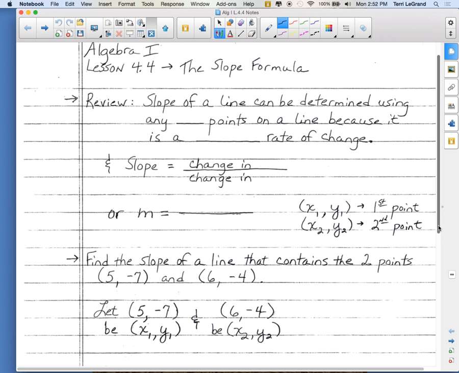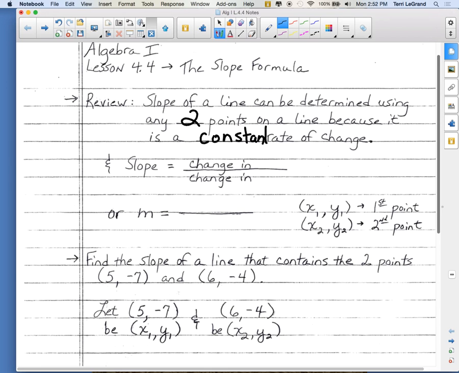What if we don't have a graph? So the slope of a line can be determined using any 2 points on a line. It doesn't matter which 2 you choose. So if you have a whole bunch to choose from that belong to the same line, you get to pick whatever 2 you want. Because the slope of a line can be determined using any 2 points in the line because it is a constant rate of change.